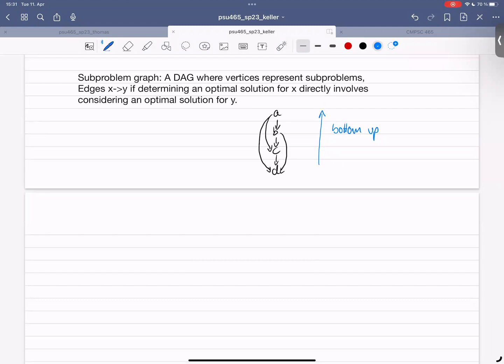The more formal term for this traversal ordering is reverse topological sort. I believe you have heard of topological sorting before. This is the reverse topological sort because you traverse these edges in the opposite direction. It means nothing else than: before solving a problem, make sure that you have solved all the subproblems that this problem depends on.